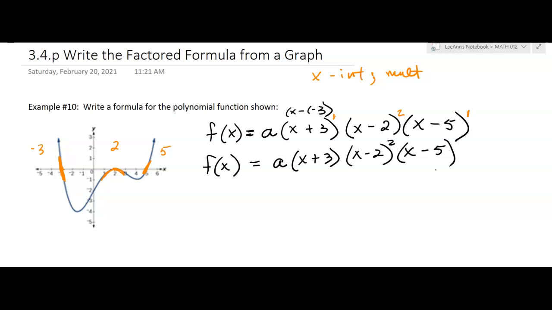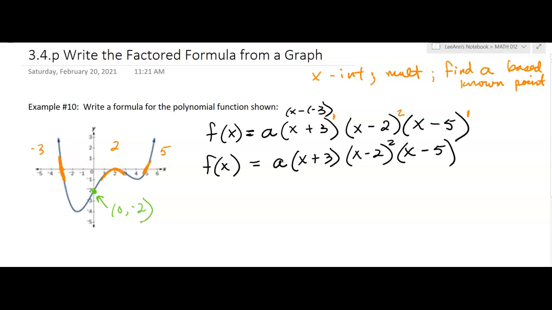So then the last thing to do is we've got to find a. Now, you have to find a based on some point, on a known point. So what other point in our picture here do we know? We know this point right here, the y-intercept. That point right there is 0, -2. And we're going to use that in this case.